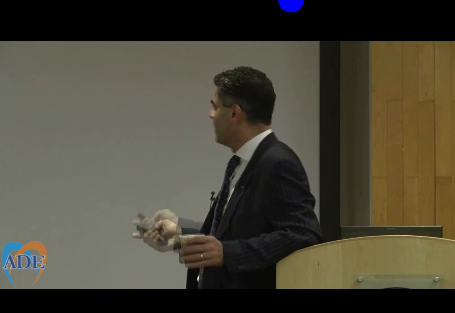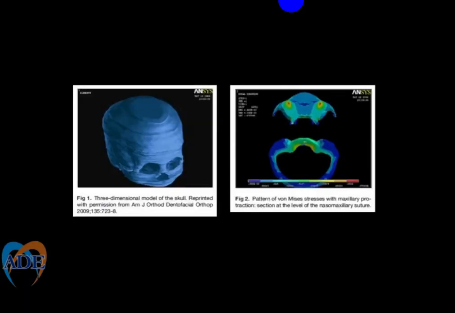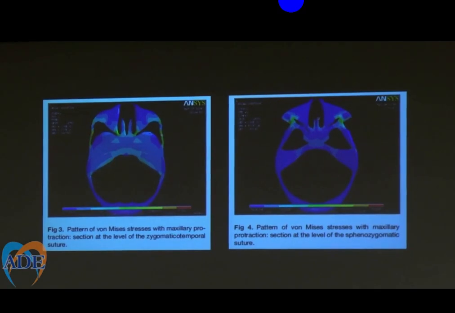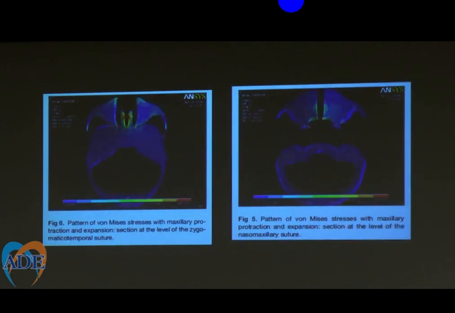This is at the level of the nasomaxillary suture, but this is only with a face mask, so stress with a maxillary protraction. Now they go a little bit deeper. Here is the most important suture when it comes to bringing the maxilla forward, the zygomaticotemporal suture. That's what really is going to free up that maxilla to go downward and forward. And here is the next important suture, the sphenozygomatic suture. But all of these patterns are with maxillary protraction only.